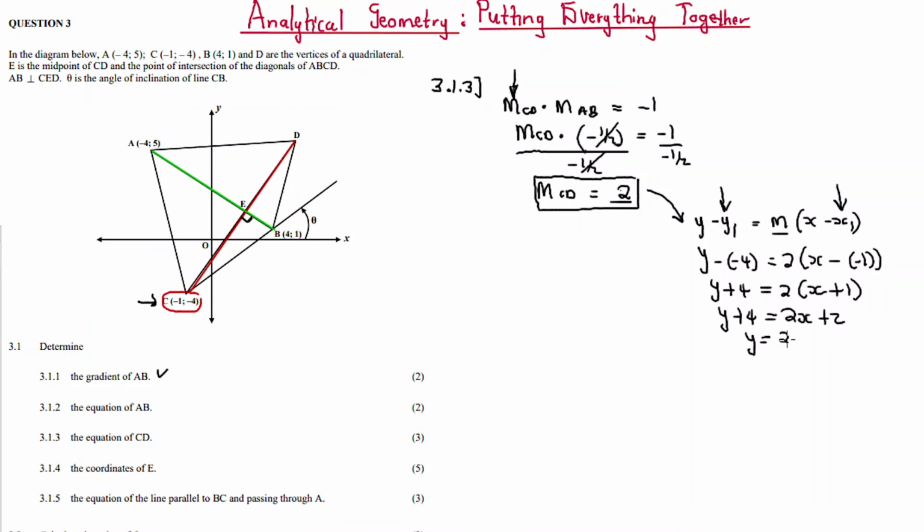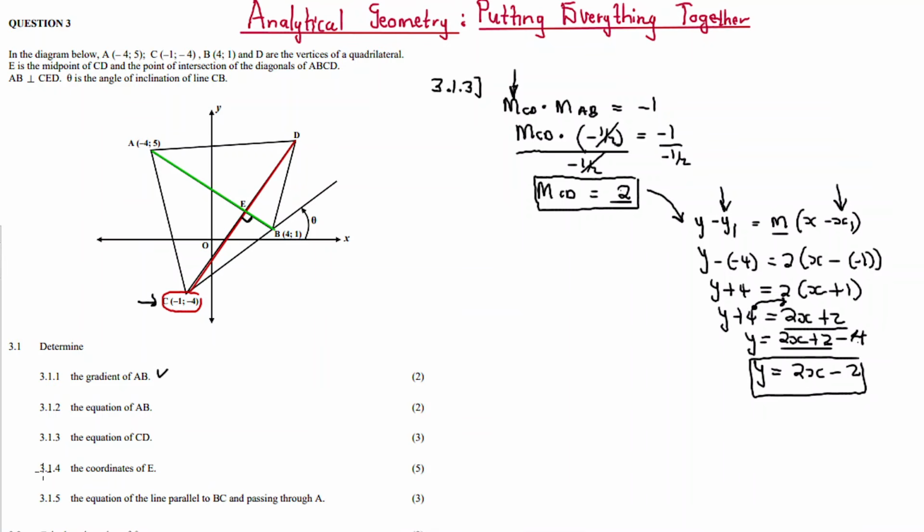Then y is equal to 2x plus 2 minus 4. What I've done is I transposed the 4 over to the right hand side. So on the right hand side, we have 2x plus 2 minus 4. No funny business. So 2 minus 4 is -2. This is our answer. This is the equation for line CD.